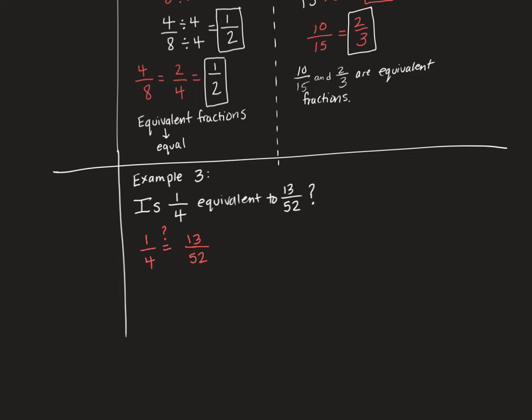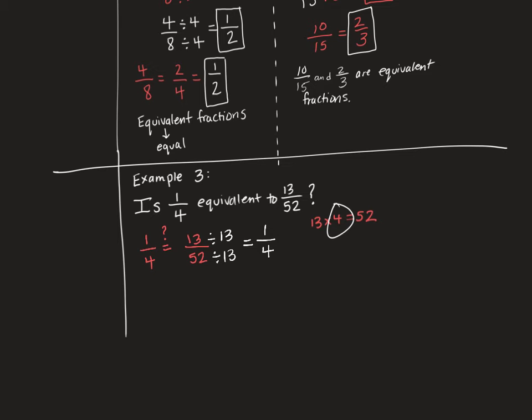Does 13 divide 52? I'm waiting for someone in the chat to tell me that 52 is divisible by 13. Good job. Yes. So 13 times 4 is actually 52. So we can divide 13 divided by 13 and then 52 divided by 13. When we do that, 13 divides 13 one time. 13 divides 52 4 times.